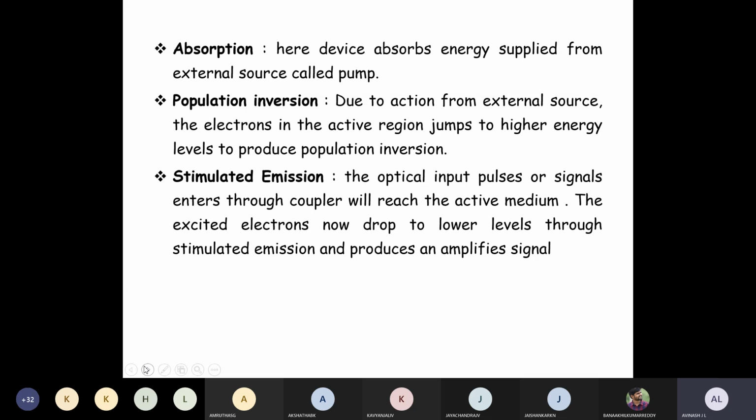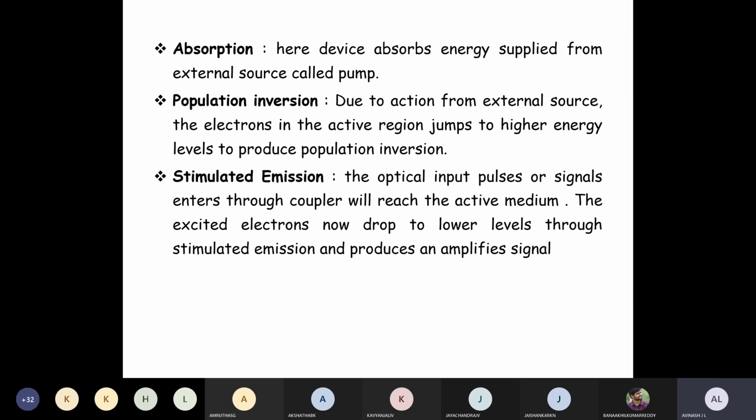In that active medium, once energy has been released in the form of a photon, it will move to and fro in the Fabry-Perot medium. Once that movement of photons, that is reflection, is there in the Fabry-Perot medium, the amplification of the signal will take place. That amplification is a very important thing. Once it amplifies the signal, it is called what? Stimulated emission leads to amplification of the signal.